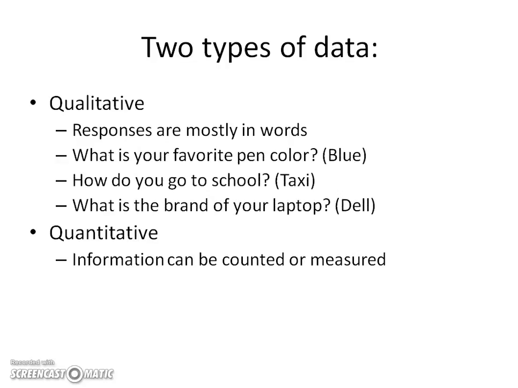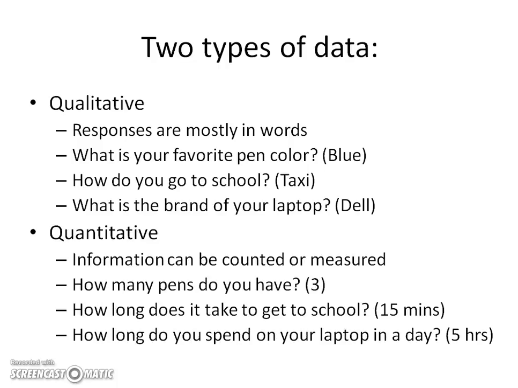So examples of qualitative data would be, what's your favorite color pen? So the response would be blue. How do you go to school? Maybe by taxi, by BTS, or what is the brand of your laptop? Dell, a Mac, or whatever. And you can see that the responses to these questions are all in words. So these are qualitative data. All right, the blue, the taxi, the Dell, those are the data that we collected. And since they are in words, they are qualitative data.